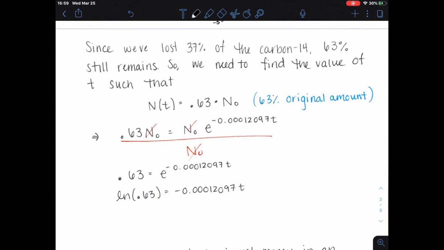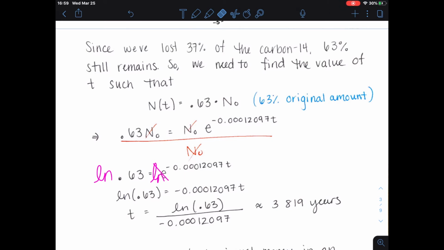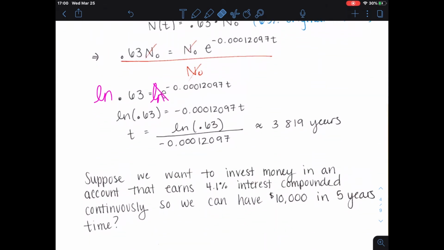Again, we can take the natural log of both sides, or rewrite this to get natural log of 0.63 is equal to this times t. And then if we divide by that, we get t is natural log of 0.63 over this. So that would make the ivory tusk 3,819 years old. Okay. So this works for any type of carbon dating. Just be careful about what the question is asking you.